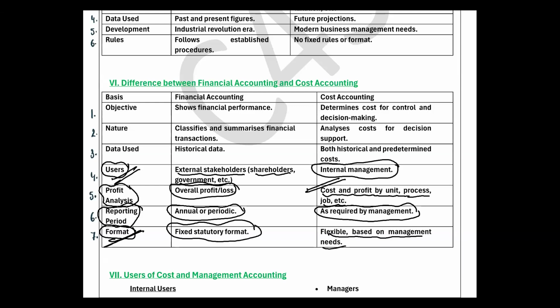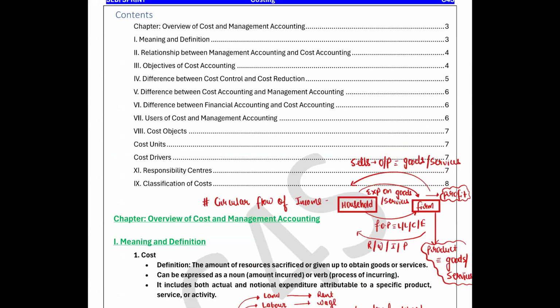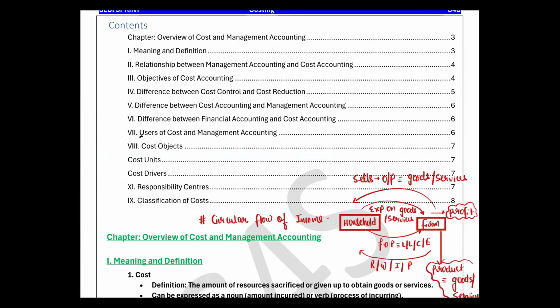As I have promised, we have completed till here, users of cost and financial, yes, here. So we will start from the next class with the users of cost and management accounting, and the rest of these topics we will cover in the next class. So I hope in these two classes this overview of cost and management accounting is clear.